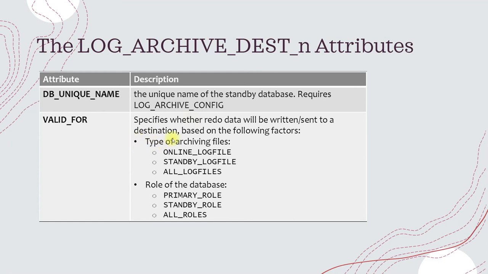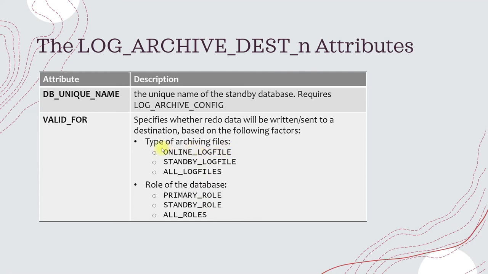So these are the values for the types of archiving: the type of archiving files and the role of the database, and these two have to be together. You choose one of this and one of this, and that's how you make a pair. Online log file is a value, standby log file is a value, and all log file is a value. What files you want to archive, that's what you specify. And the role, what is the role of the current database: primary role, standby role, or all roles.